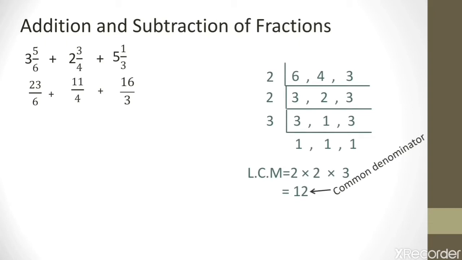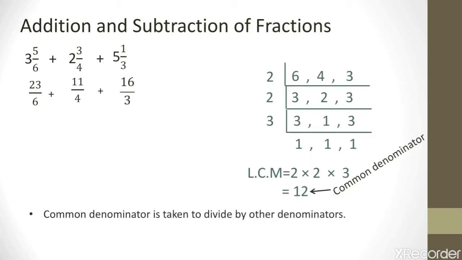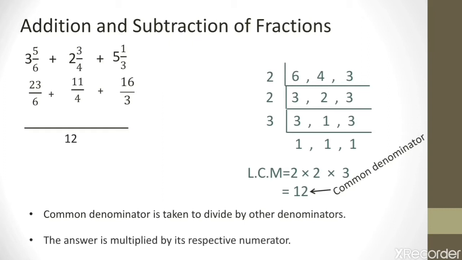I will tell you why we use a common denominator here. The common denominator is taken to divide by the other denominators. That means we are going to write 12 here and draw a line like this. Thereafter we are going to divide this 12, the common denominator, by each denominator above. Then the answer is multiplied by its respective numerator.